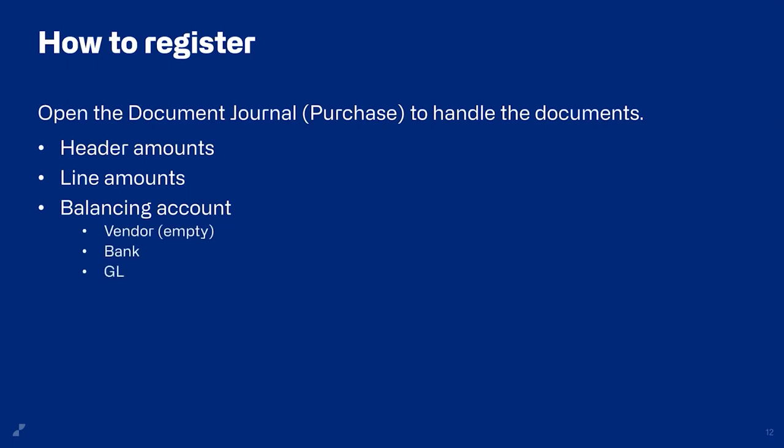We have 3 different balancing accounts available. If we choose to add the fields in the template, we can select vendor, we can select bank or GL. If we leave the field empty or we don't add the field, then the vendor will be chosen automatically as the balancing account. We're going to see that in a moment, don't worry.